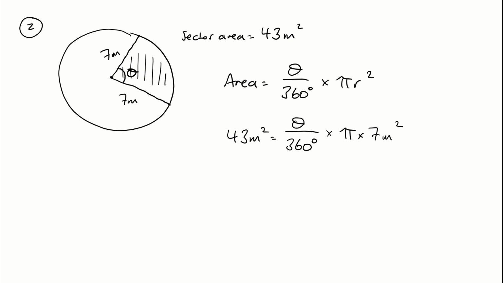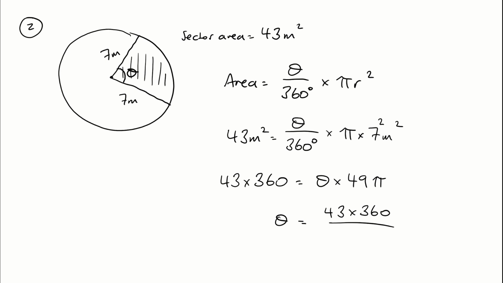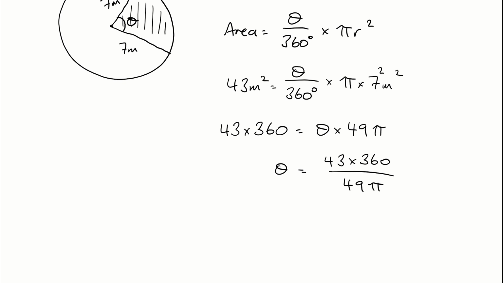If we were to do that, we would multiply both sides by 360, so 43 times 360 is equal to theta times 49 pi. I should have written that as 7 squared. Sorry, so that's 49, because we've got 2 of those radiuses, so 7 times 7 is 49. Divide both sides by 49 pi, and I see that theta is equal to 43 times 360 divided by 49 pi. If you were to put that into a calculator, you would see in this case that theta is equal to approximately 100.6 degrees.